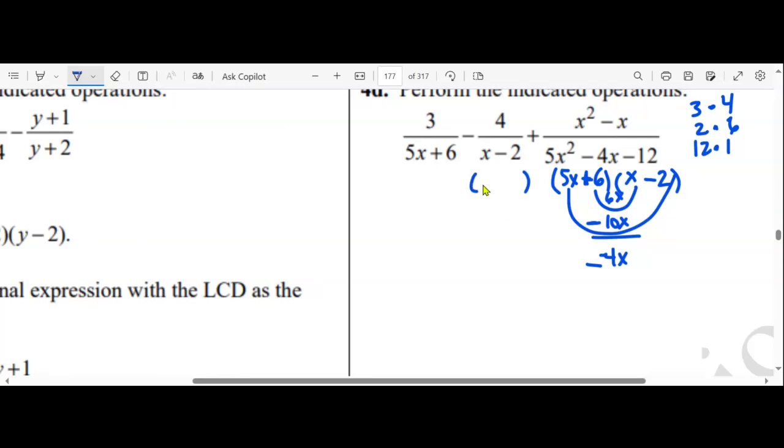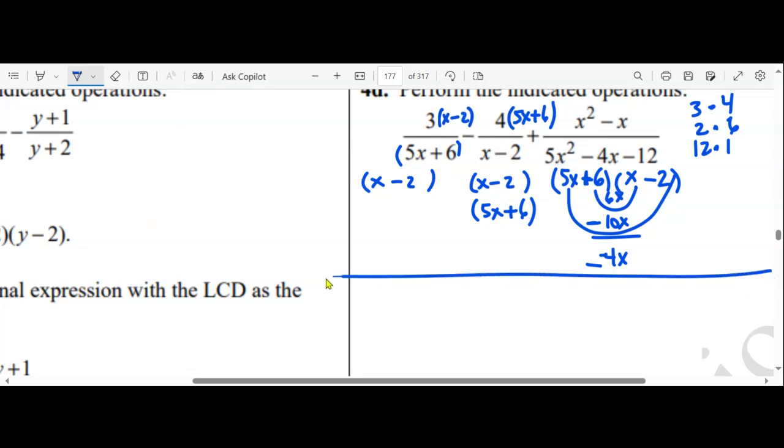Now, what about this one? We have x minus 2. Do we have to add anything here? Yes, we have to add 5x plus 6. If you play in the bottom, you have to play where? In the top. What else is missing here? x minus 2. So if you play in the bottom, play in the top. Up to here is clear?